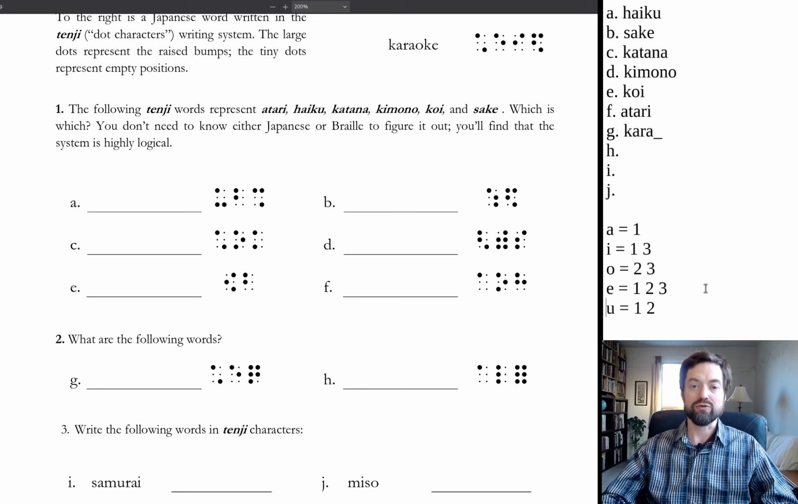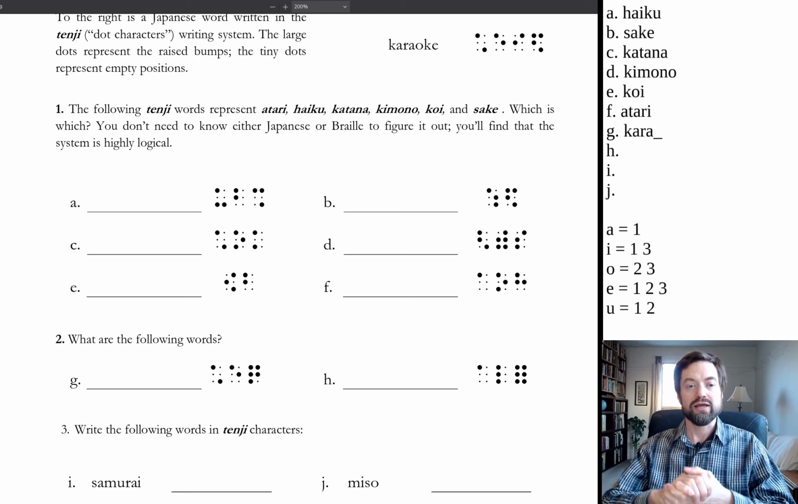How elegant is that? With your 3 dots, you can pick any choice of 1 to 3 dots in order to express these 5 vowels in the most efficient way possible. So that leaves these 3, and we can confirm that this matches with all of these examples. They all fit with this pattern. Like in katana and kimono, we have 2 and 3. We have 1 and 3 for the E. For the O, we have 2 and 3. And then another O, we also have 2 and 3.